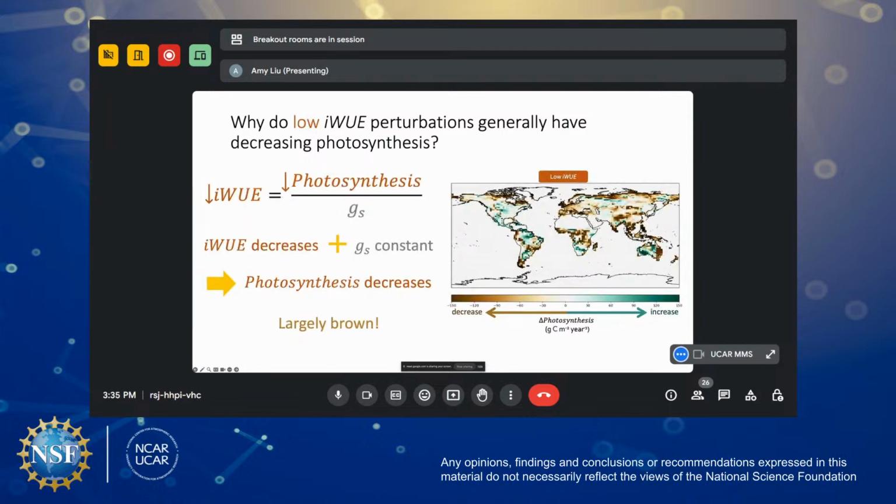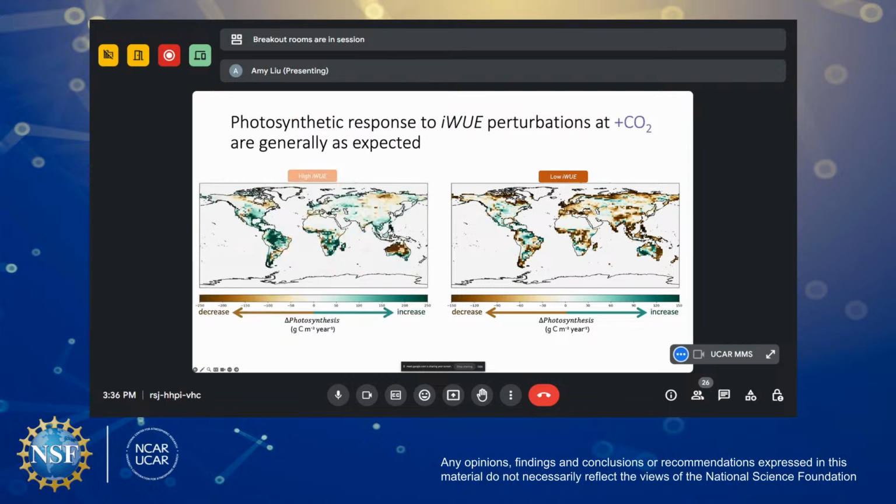And if we do the same for the low intrinsic water use efficiency perturbation, where we decrease intrinsic water use efficiency and assume stomatal conductance is constant to gain a conceptual expectation, photosynthesis should decrease, or give us a largely brown plot, which is also what we see. So we can say that the photosynthetic response to intrinsic water use efficiency perturbations at increased carbon dioxide is generally as expected, or matches our expectation when we look at the equation for intrinsic water use efficiency.